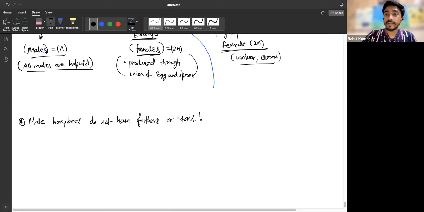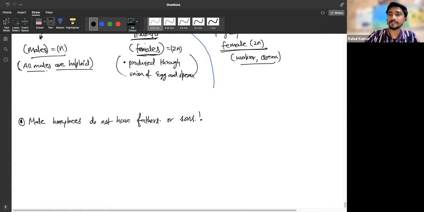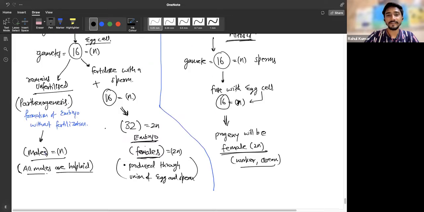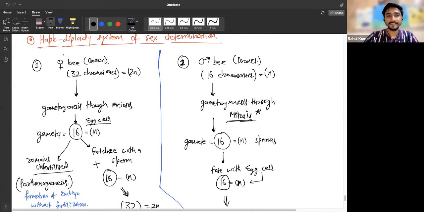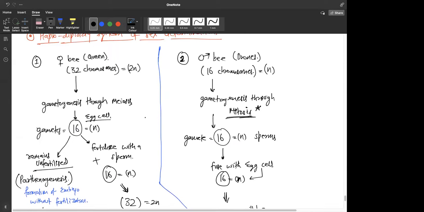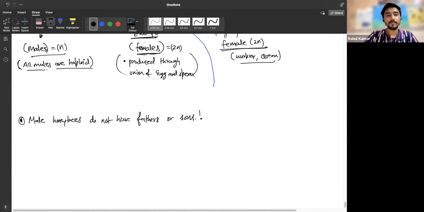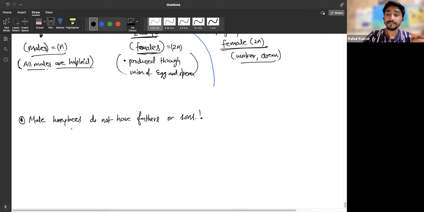Now, second question, just to confuse you. Do male honeybees have grandfathers? You will think they do not have fathers, so they will not have grandfathers, but you forgot they have mothers, right? And the mother had a father. Yes? So male honeybees have grandfathers and grandsons. Write down.